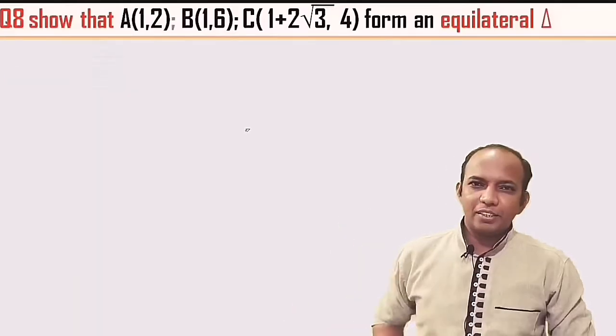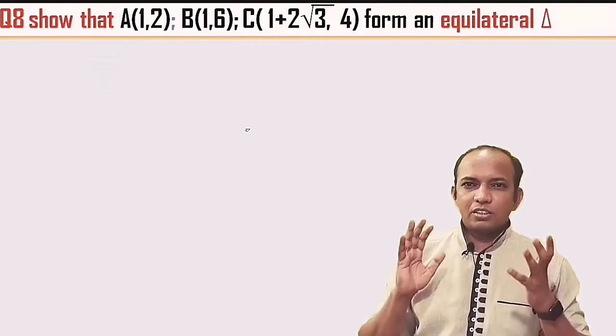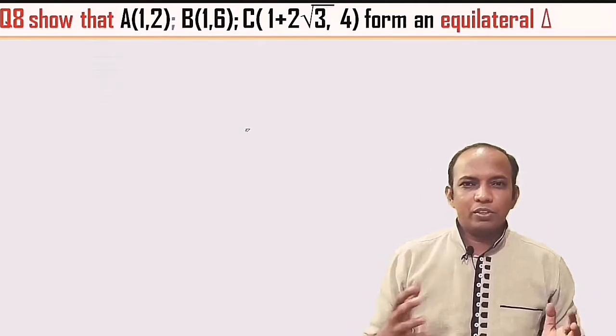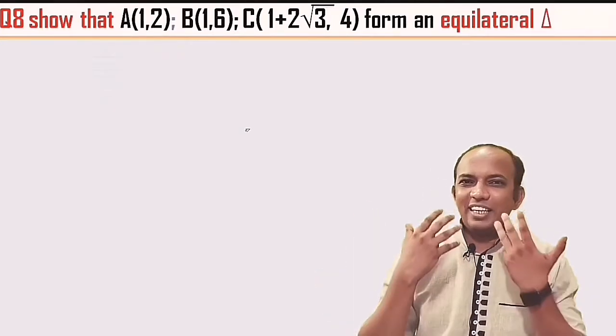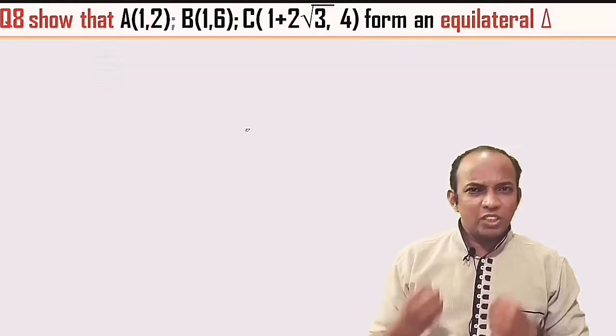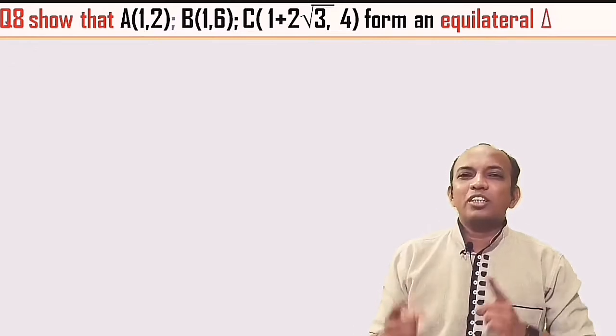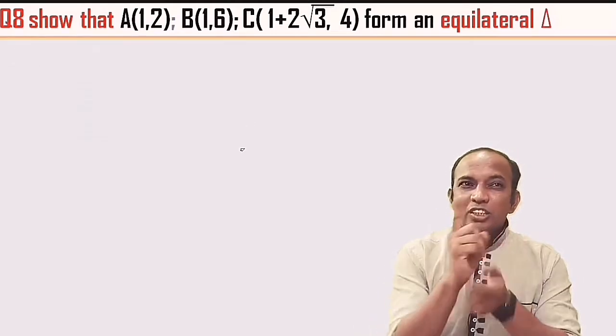Boys and girls, this is the last question of the exercise. The question says: are these points ABC making an equilateral triangle or not? This pattern is usual, the normal one. We will find the distances of all the sides AB, BC and AC using the distance formula, but this time the coordinate is not the usual or the normal one.